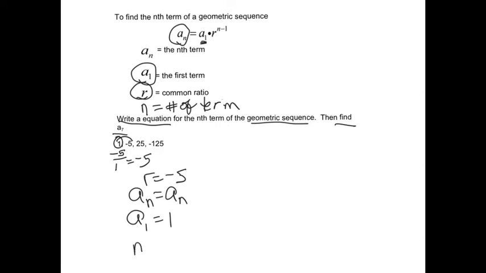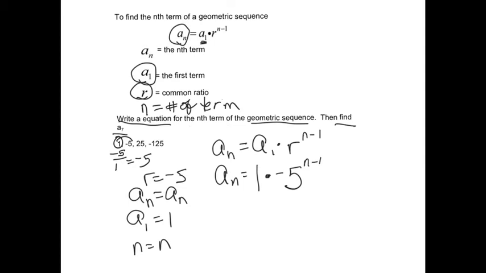And n is n for the purpose of the equation, which is the first part. So now we're going to plug stuff in. A subscript n equals a subscript 1 times r to the n minus 1 power. Now we're going to plug stuff in. A subscript n is going to stay. A subscript 1 is the first term. The first term is 1 times r. R is -5 raised to the power of n minus 1. And then look and see if you can simplify anywhere, which you cannot.